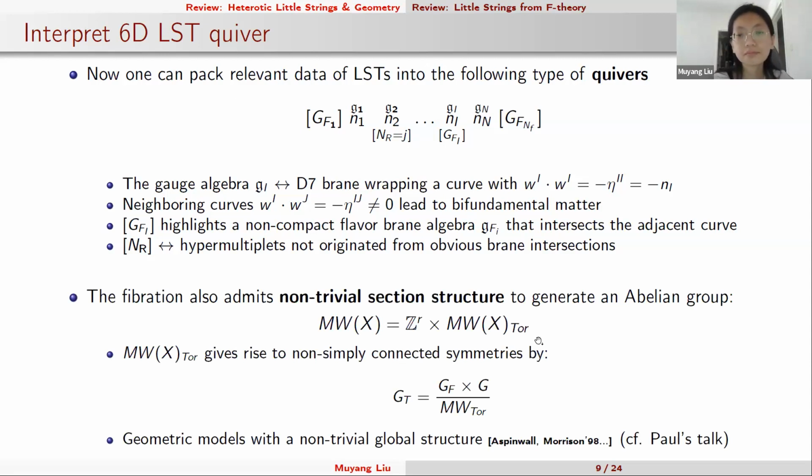And moreover, the fibration can also admit a very interesting non-trivial section structure, which will generate abelian groups. So in the later talk of Paul's second half, he will interpret the explorations of the geometric models with those non-trivial global structures. Namely, we use the torsion part of the Mordell-Weil group to give rise to the non-simply connected symmetry. They act diagonally on the center or subcenters of the flavor symmetry as well as the gauge and shift symmetry, which renders the total symmetry in this form of a quotient.